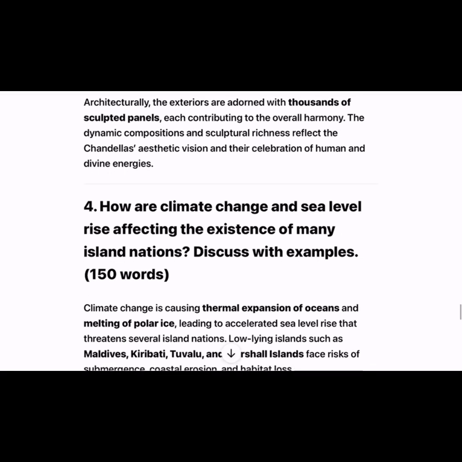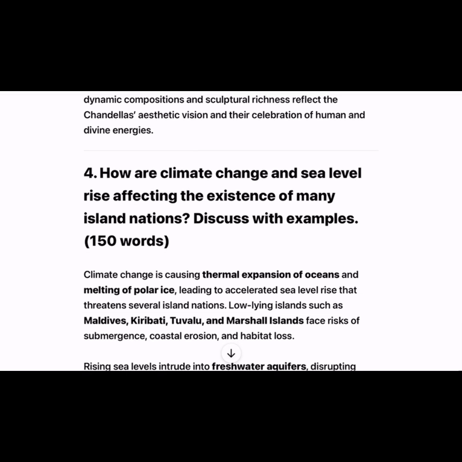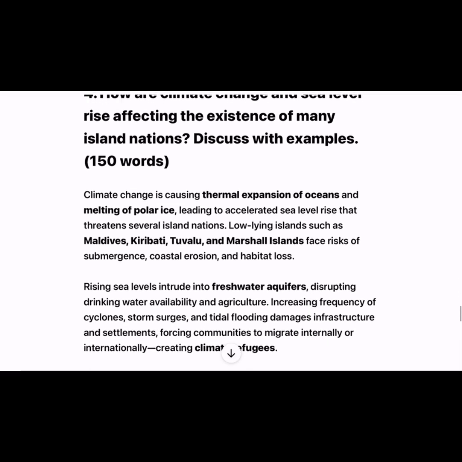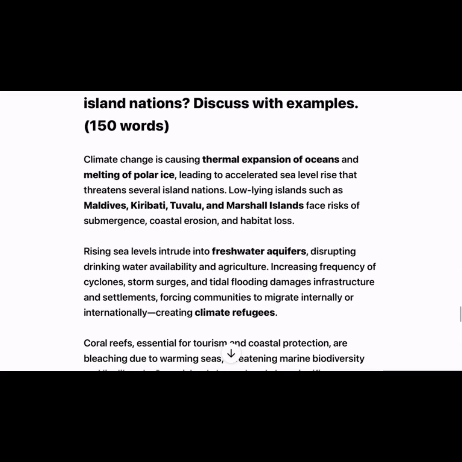Fourth question. How are climate change and sea level rise affecting the existence of many island nations? Discuss with examples. Climate change is causing thermal expansion of oceans and melting of polar ice, leading to accelerated sea level rise that threatens several island nations. Low-lying islands such as Maldives, Kiribati, Tuvalu, and Marshall Islands face risks of submergence, coastal erosion, and habitat loss.